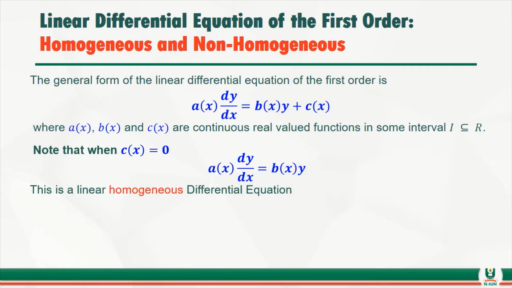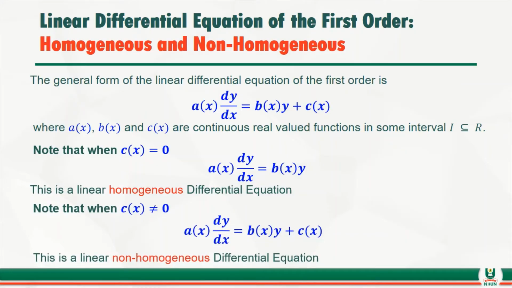Now let's take a look at case 1. When c(x) is 0, we have this expression, and that is what we refer to as a homogeneous differential equation. We call it homogeneous differential equation because in this case, our c(x) is 0. The second case is when c(x) is not 0, which will still give us the same problem back, and that is what we refer to as non-homogeneous.